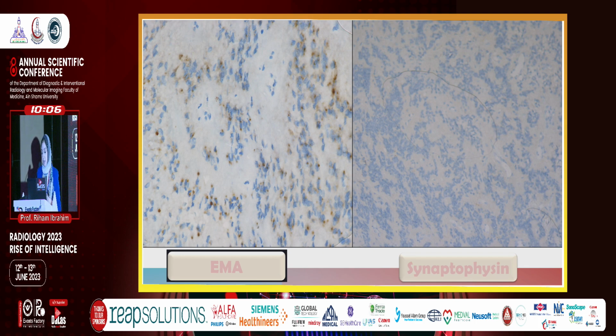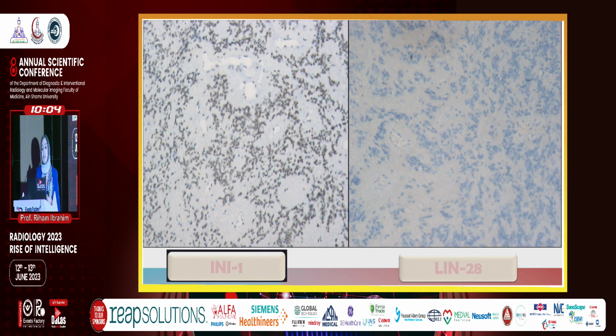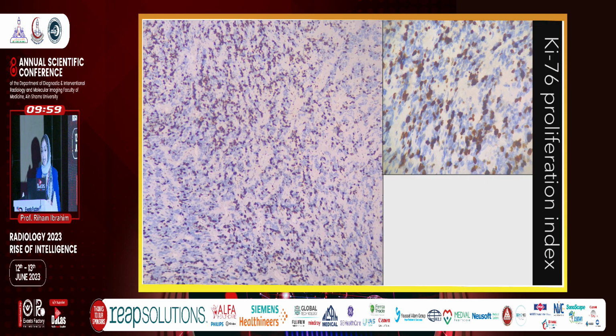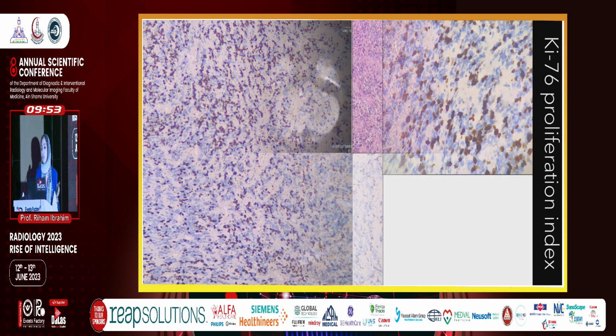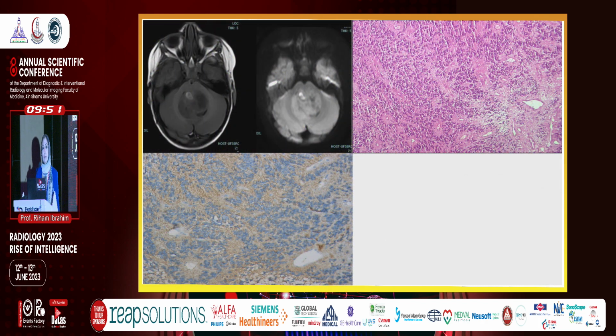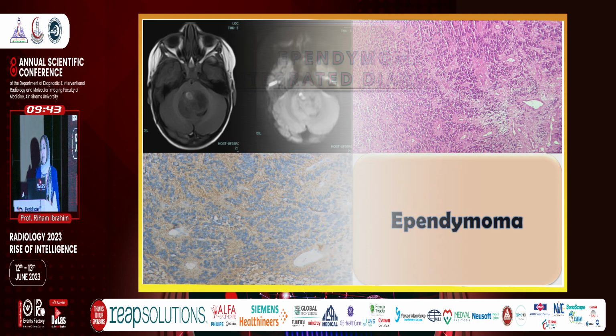This is synaptophysin negative, excluding medulloblastoma. This is retained INI1, excluding ATRT, and Lin28 also was negative. The Ki-67 proliferation index was high for this case, confirming also what we see, high-grade features under the microscope. So putting all the data together for us, this is a case of ependymoma also, but again, what's next? We all know it's an ependymoma.